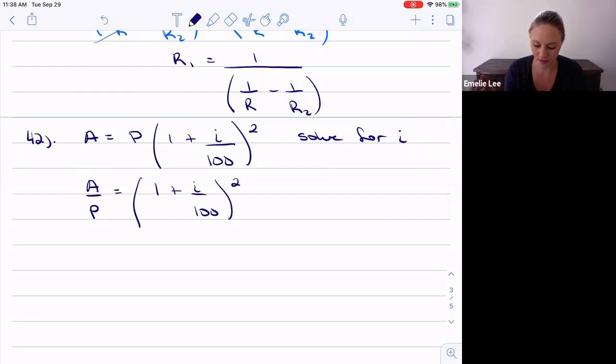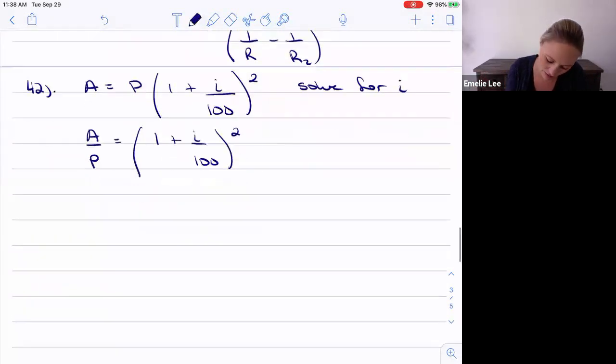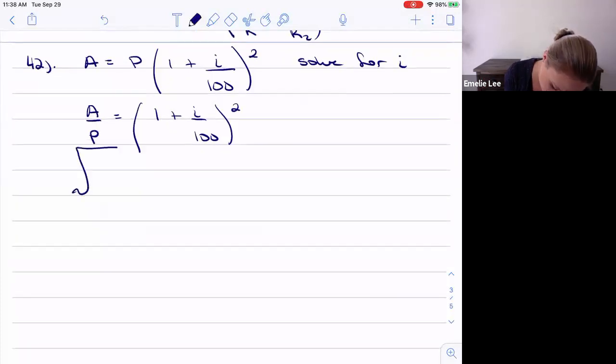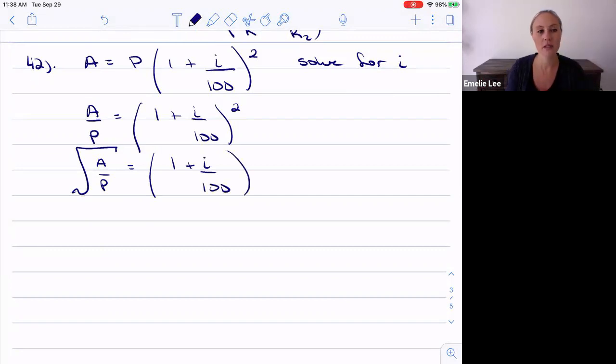So now the next thing I'm going to do is take the square root. So when I write this here, I'm going to have the square root of A over P is 1 plus I over 100. The square root of something squared is just itself, right? So really I could remove these brackets if I wanted to, because they're not doing anything. They're not multiplying, they're not being squared. So I just have 1 plus I over 100.